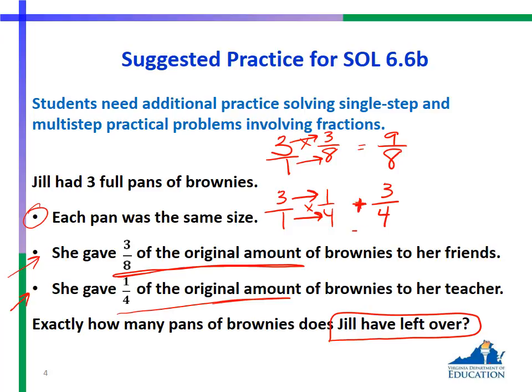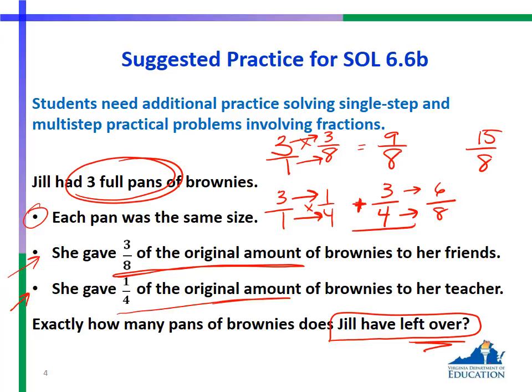When I go ahead and add these, we have to have common denominators. So the 3 is a 6, the 4 is an 8. So we have 9/8 plus 6/8. So she's given away 15/8 of the pans of brownies. So what we have to do is subtract it from 3. We know how much she gave away. We have to figure out how much our friend Jill has left over.